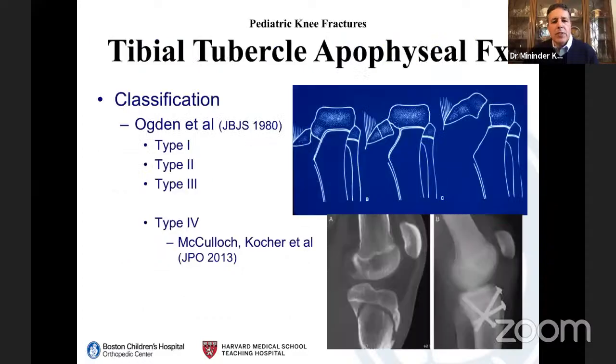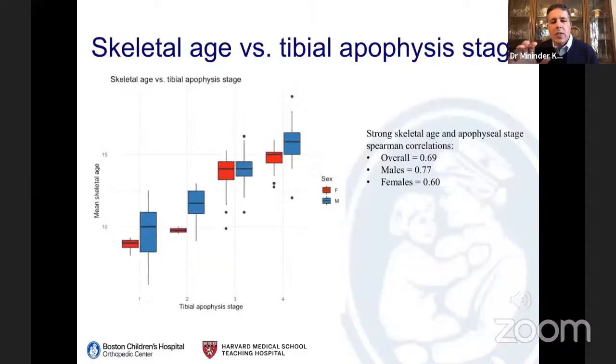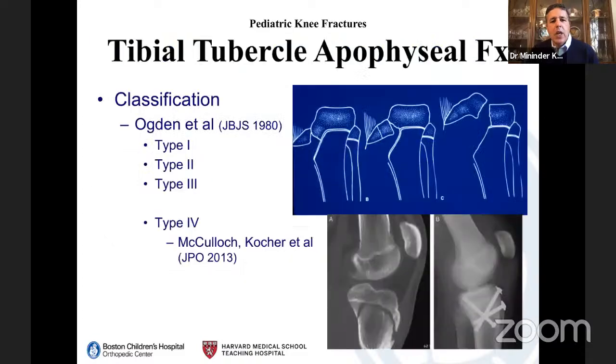So these apophyseal stages may help us with certain decisions, like if we're seeing an ACL patient with open growth plates and we don't have a hand x-ray for bone age. My sense is that the tibial tubercle apophysis stage 3 and 4 represent adolescent patients, whereas 1 and 2 are prepubescent, so you might think of a growth plate sparing type of approach as compared to a transphyseal type of approach in an apophysis stage 3 patient.